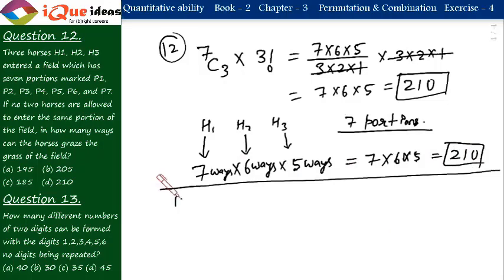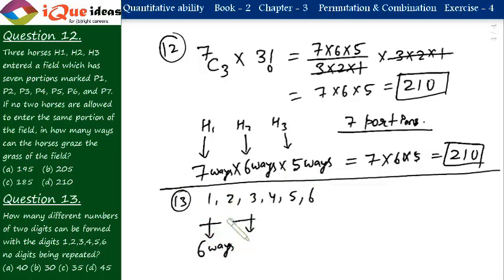The 13th question is almost the same as this horse question. How many different numbers of 2 digits can be formed with the digits 1, 2, 3, 4, 5 and 6, no digits being repeated? So basically there are 2 places to be filled by digits. The first place can be filled by any one of those 6 digits, so 6 ways. The second place can be filled by only 5 of them, because one of the digits has been utilized. So the total number of possibilities would be 6 ways into 5 ways, that is 30 ways. So there are 30 such numbers possible.